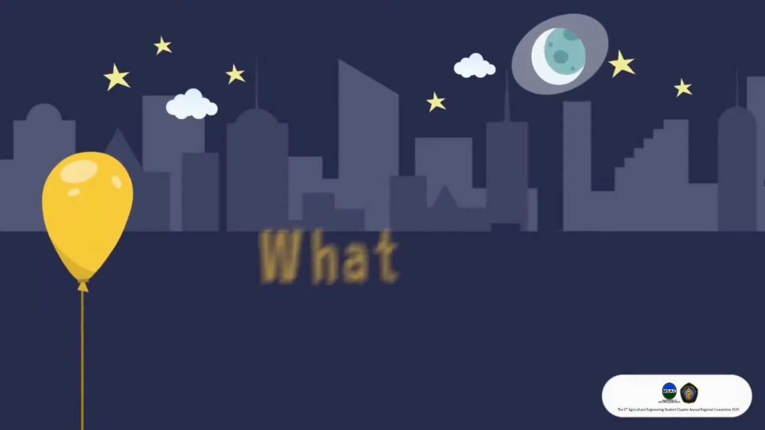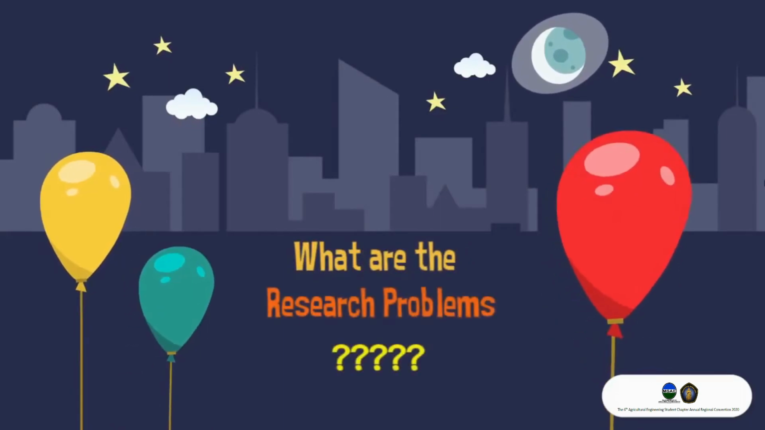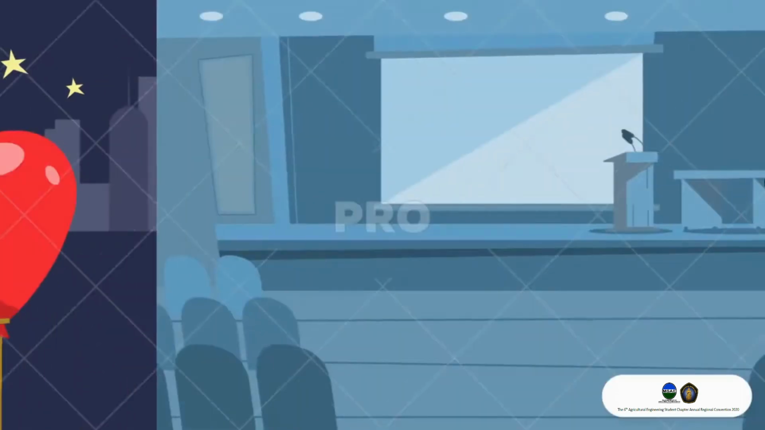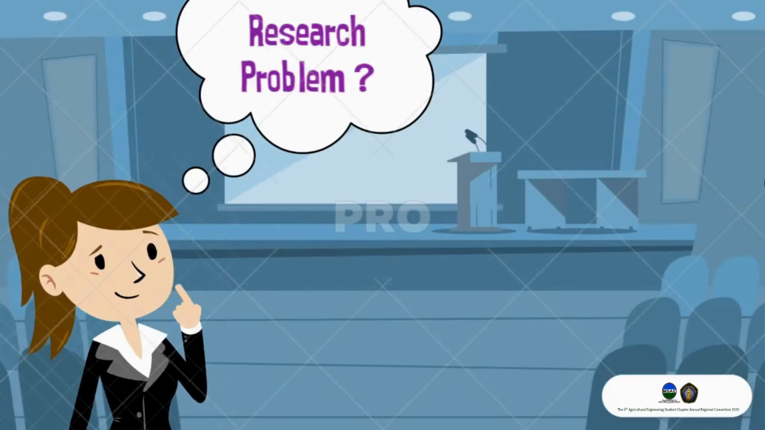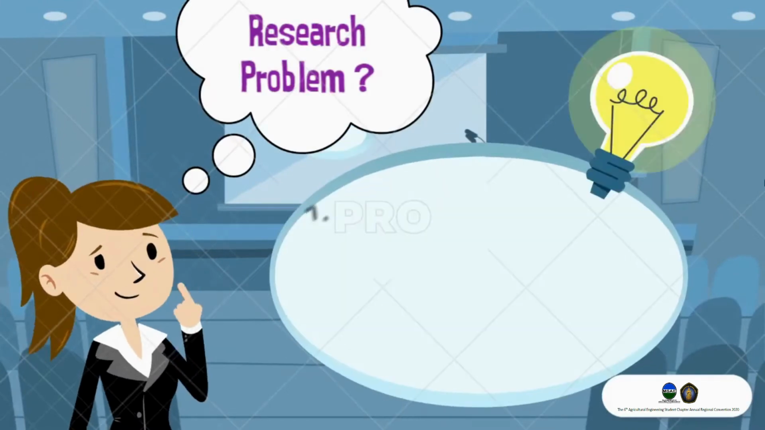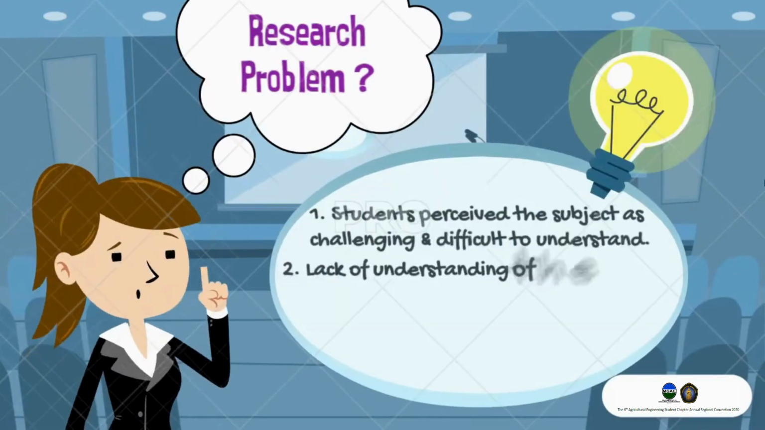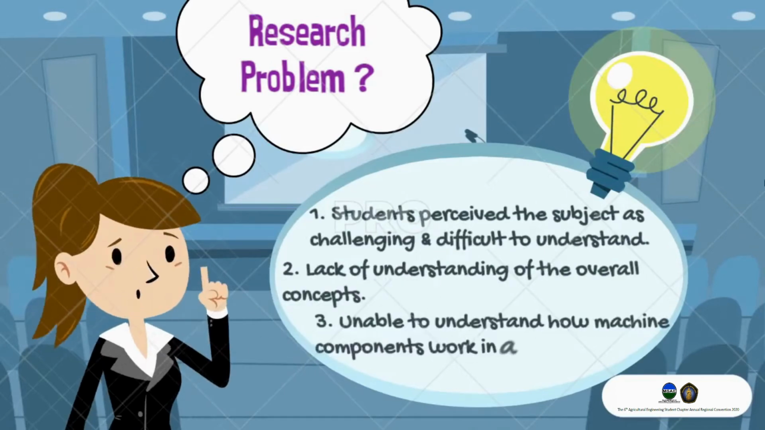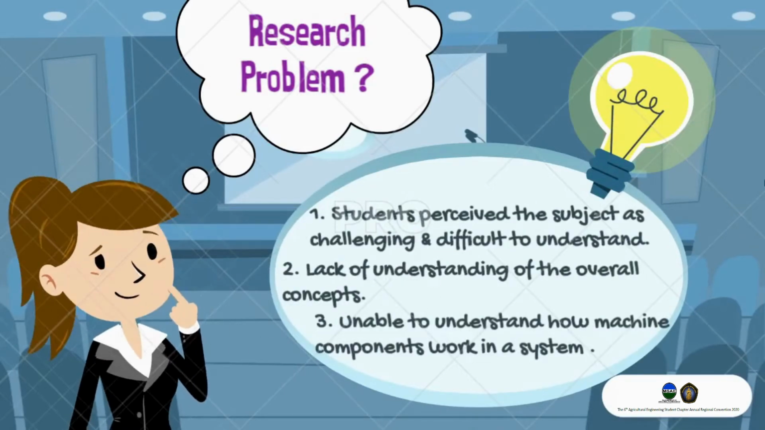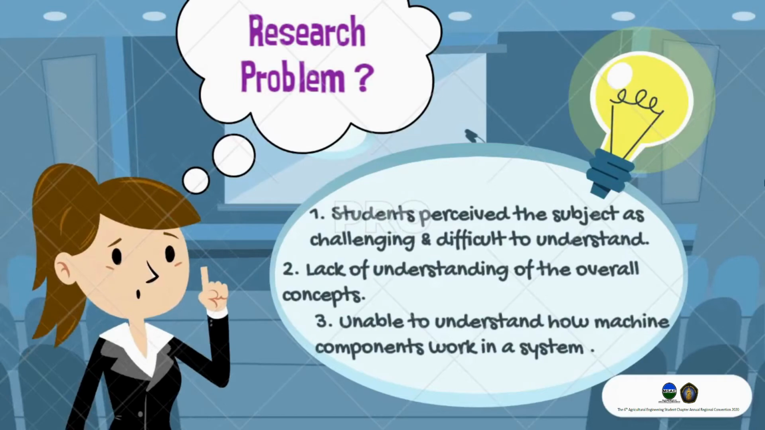What are the research problems? There are several research problems. The first research problem is that students perceive the subject as challenging and difficult to understand. The second problem is lack of understanding of the overall concepts. And the third research problem is that students are unable to understand how machine components work in a system.